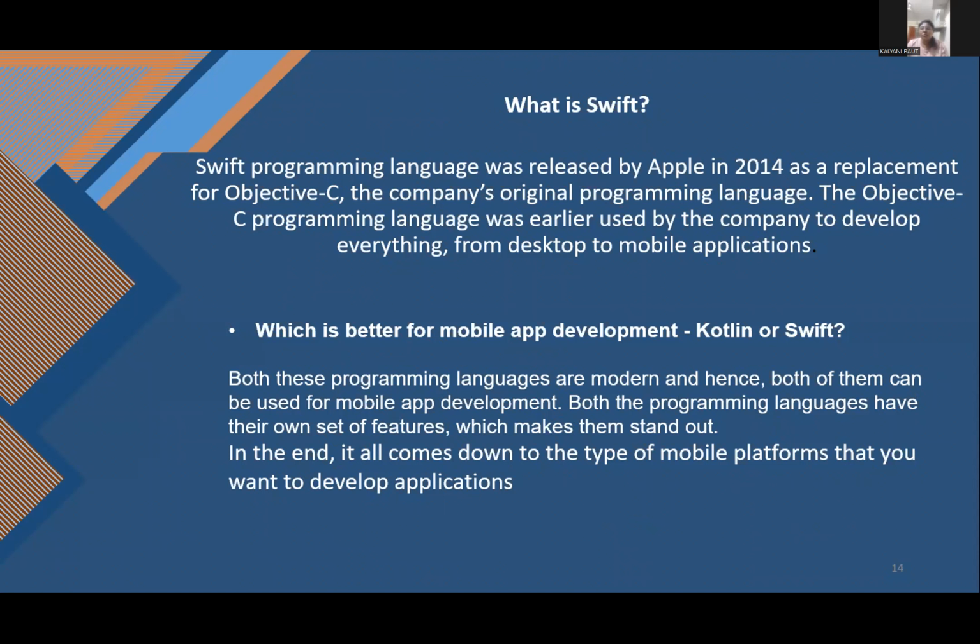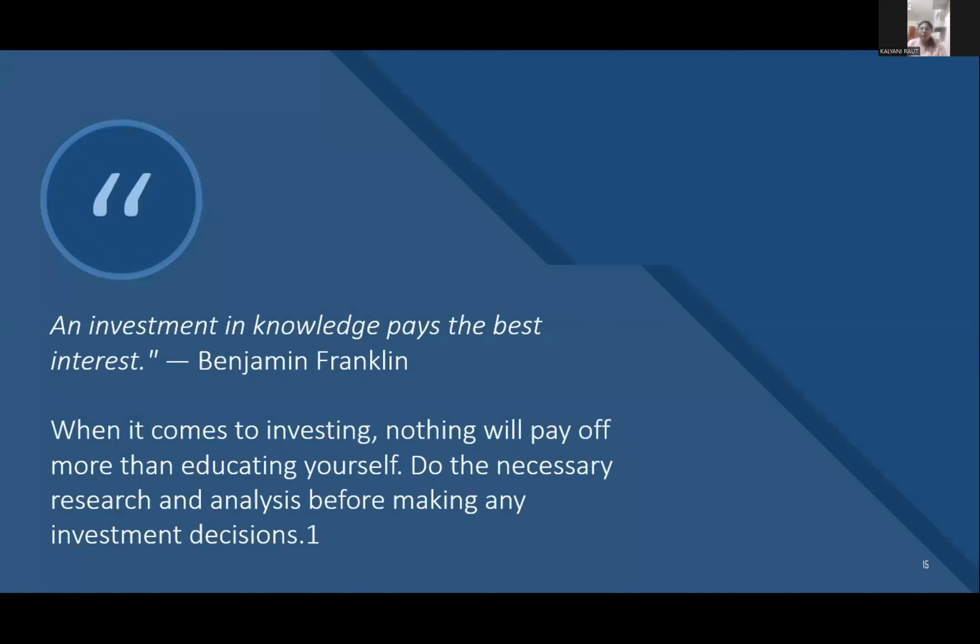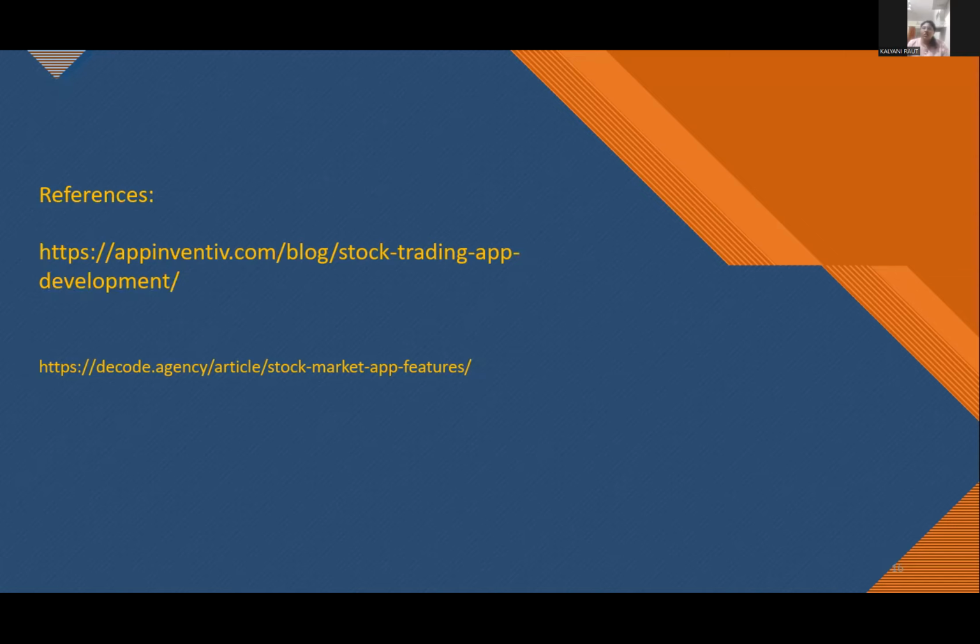So there's a question: which is better for mobile app development, Kotlin or Swift? Both these languages are modern and hence both can be used for mobile app development. Both have their own set of features which make them stand out. It all comes down to the type of mobile platform we want to develop applications for. There is a quote by Benjamin Franklin that investment in knowledge pays the best interest, which means when it comes to investing, nothing will pay off more than educating yourself. So do the necessary research and analysis. The reference links are here.